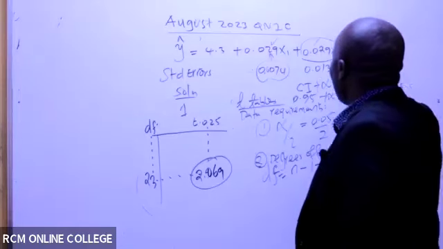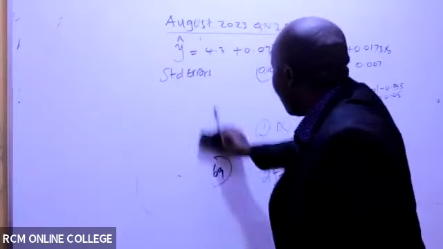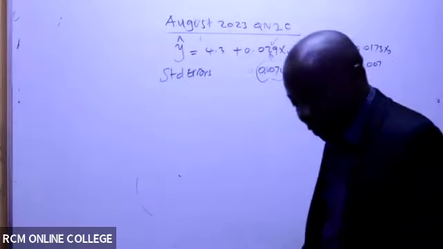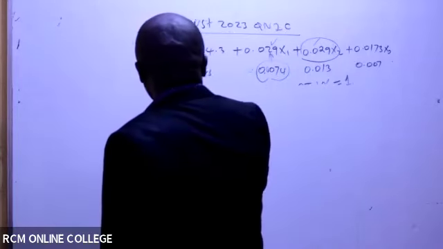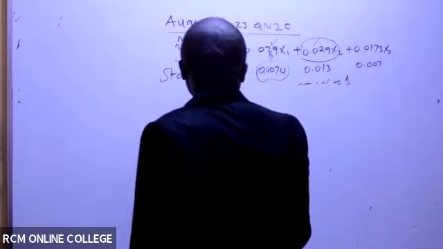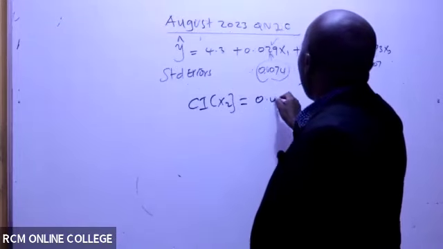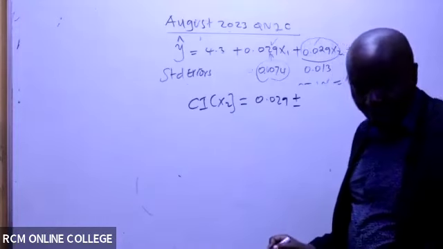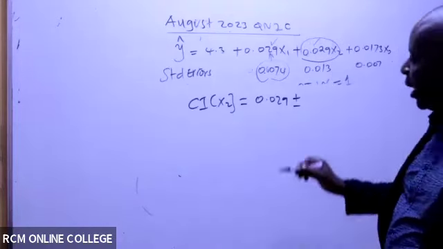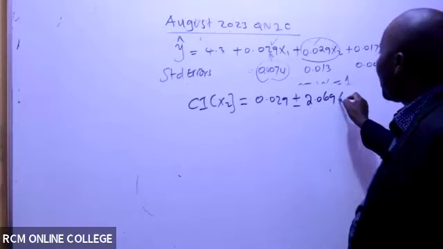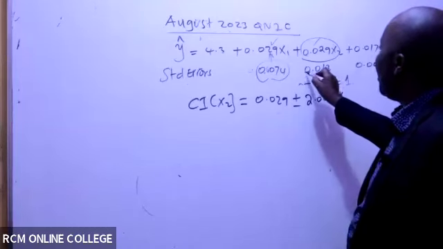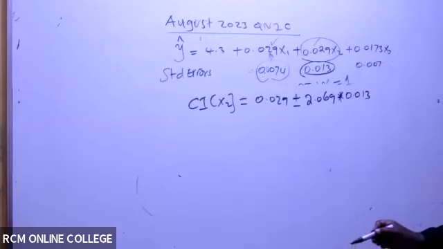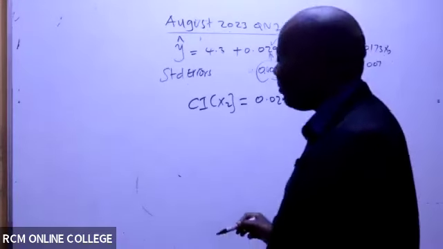So how do we get the confidence interval for X2? Very easy. We take the coefficient for X2, 0.029, plus or minus the T table value. The two-tail T table value is 2.069, times the standard error. The standard error for this one is 0.013. Then I should be able to get the upper and lower limits.